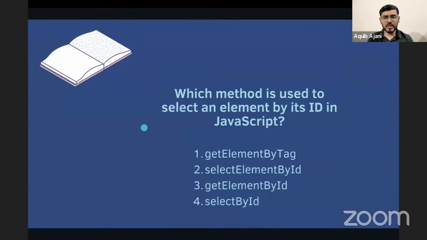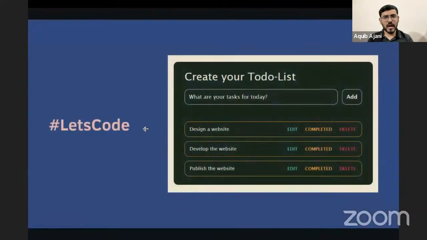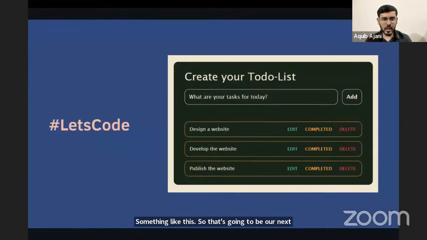Now, in the next session, we are going to continue that discussion and we're going to try to build something like this. What you see on the screen is a to-do list application. This is what we'll be aiming to build in the next session. And then you will be given an assignment based on something like this. That's going to be your next assignment given to you on Friday.